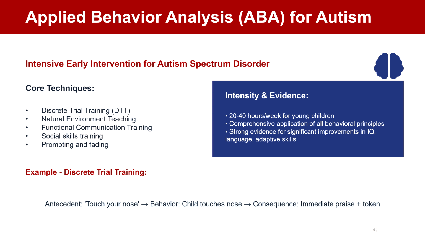Functional communication training teaches alternative communication methods. Social skills training addresses the interaction deficits. Prompting and fading gradually reduces support as skills develop. The evidence of applied behavior analysis is strong. There are significant improvements in IQ, language, and adaptive skills, especially when started early and delivered intensively. It is a comprehensive application of all the behavior principles we have discussed.